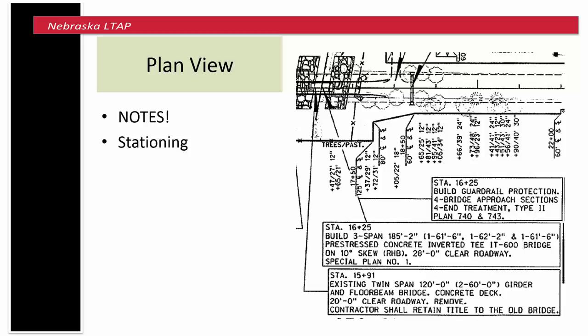Here is a larger view of a portion of the plan view. The information call-out boxes give instructions to the contractor. Also notice the stationing numbers. They are telling you exactly what is to be done at that point on the project.